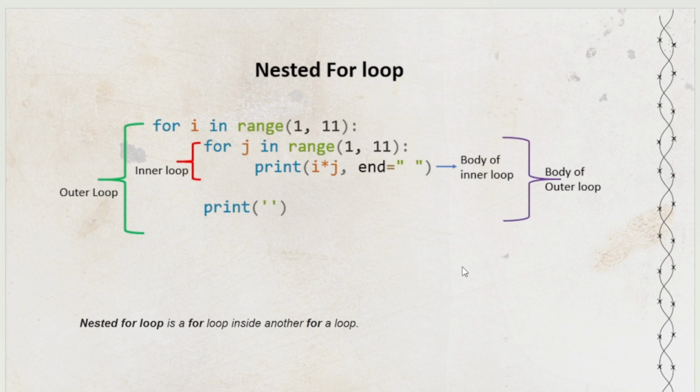A nested for loop is a for loop inside another for loop. You can see here there is one thing, range. Don't worry about the range. This one is a built-in function in Python. The range takes three parameters. The first one is start, the second one is stop, and the third one is step. In this example I'm just taking start as 1 and stop as 11.